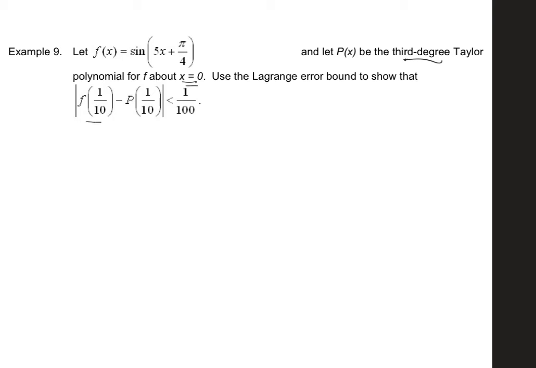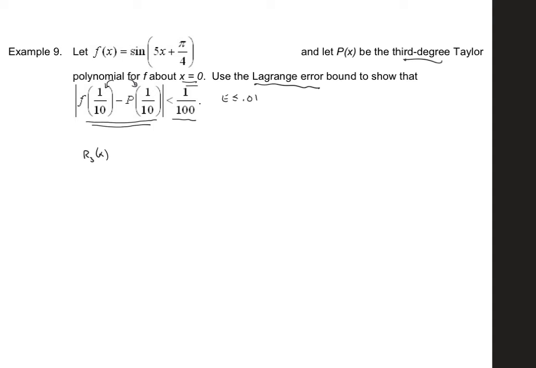Now, this notation can be confusing, but what this is really saying is that the difference between the function at 1/10 and our approximating Taylor polynomial at 1/10 is going to be less than 1/100th. So for us, that means we're trying to show the error is less than or equal to 0.01. And we're going to do our Lagrange error bound. So that's going to be that, and since we said a third degree, we're looking for R3 of x.